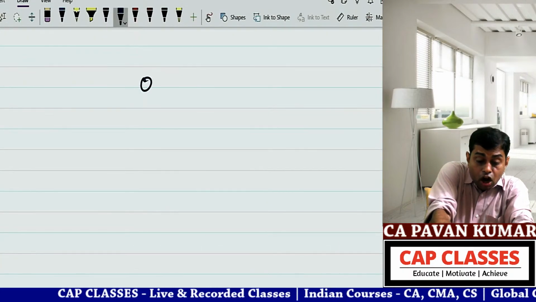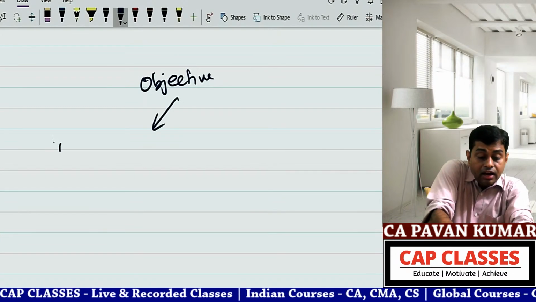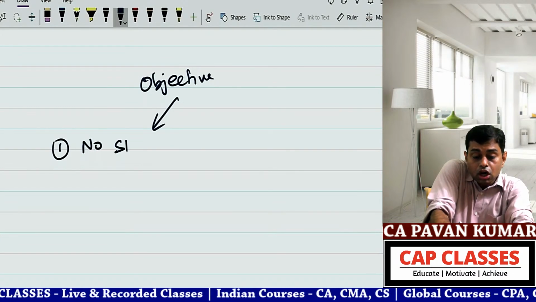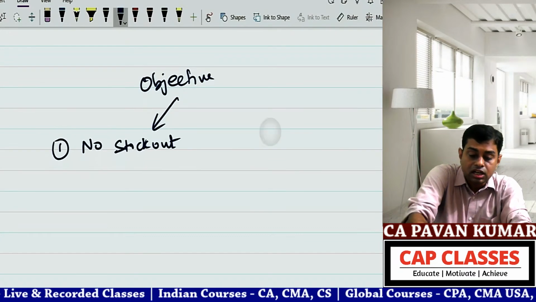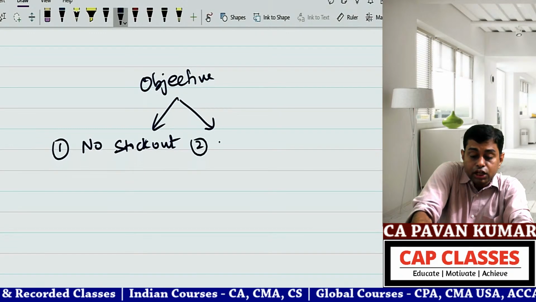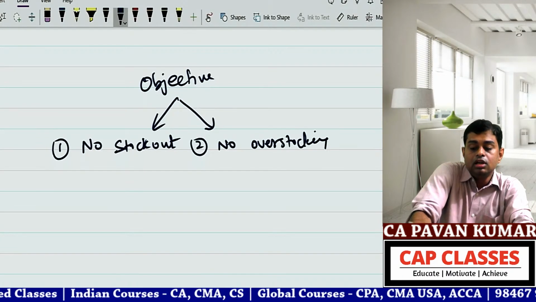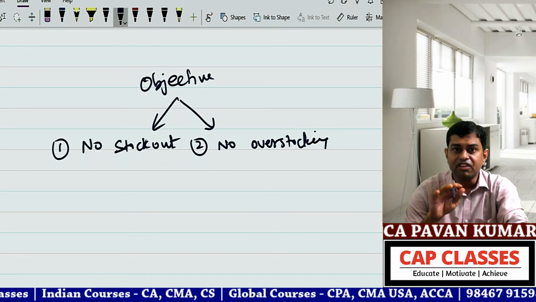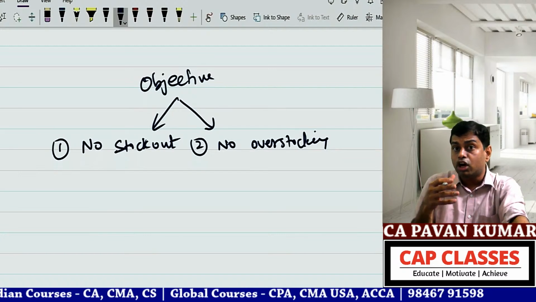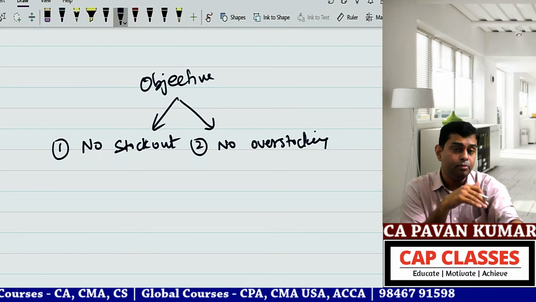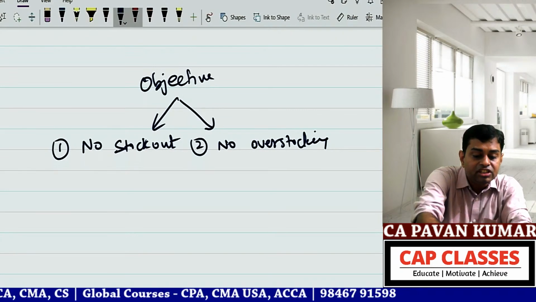So what is the objective of inventory management? Objective, on one hand, there should be no stock out. Production should not be disturbed. On the other hand, there should be no overstocking. Pavan sir, this is something like very idealistic things you are speaking. Ideally, what should be done? So this side there should be no stock out, this side there should be no overstocking. Will it really happen, Pavan sir?